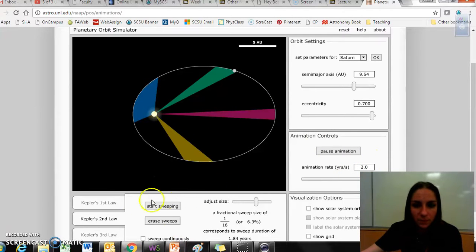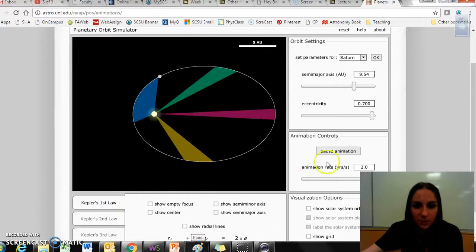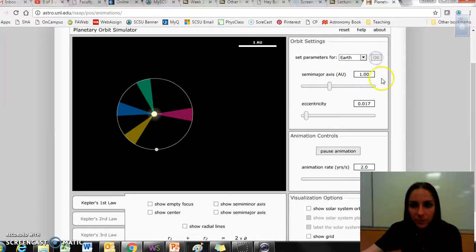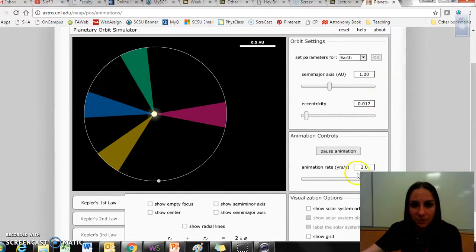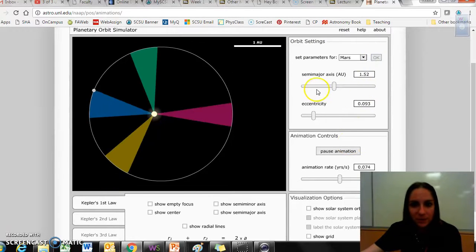So it's pretty neat. So Kepler's first law, if I change this to Earth, this is more of what we'll see. The animation's going real fast, right? There we go. And notice that these are actually more circular. It's not perfectly elliptical, but you can get an idea here.